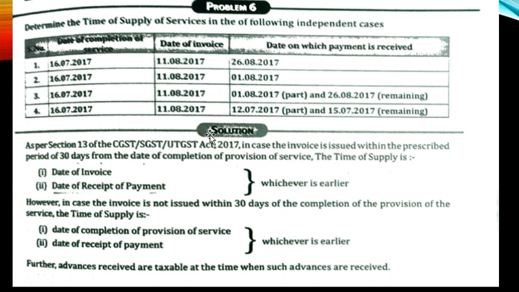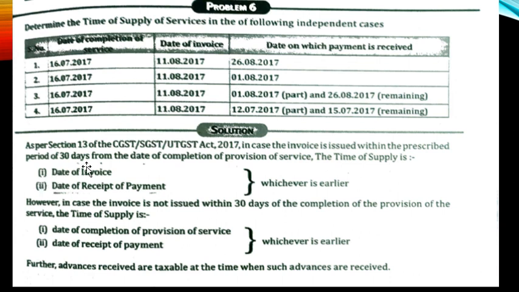So the completion of service date will be earlier than the date of invoice. Now, under the first situation, the date of completion of services is 16th July 2017. The date of invoice is 11th August. The date on which payment is received is 26th August. So which is earlier in these circumstances will be considered.